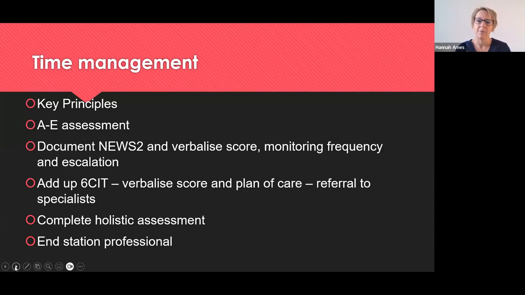And then you're going to have in your paperwork your 6CIT scoring tool, okay? And I'm going to go through this in a bit more detail, but I would then go on to add up that score, verbalise the results and your plan of care, and then use that tool and those questions you're going to be asking around that to lead into your holistic assessment. And I'm going to explain a little bit about that in a little while, and then end your station professionally. Obviously, because you've got the 6CIT score, it's going to take a little bit more time of your 20 minutes. So you need to be confident and fluid through your A2 assessment and your holistic assessment, so you've got time to add in that 6CIT.